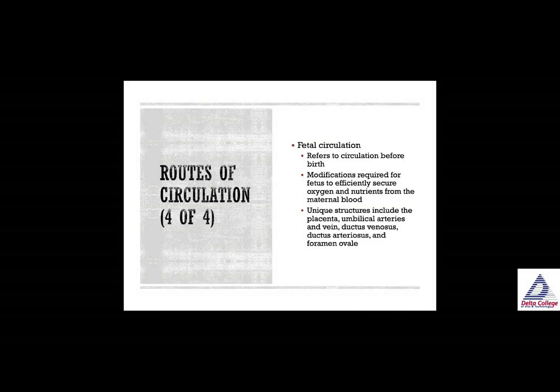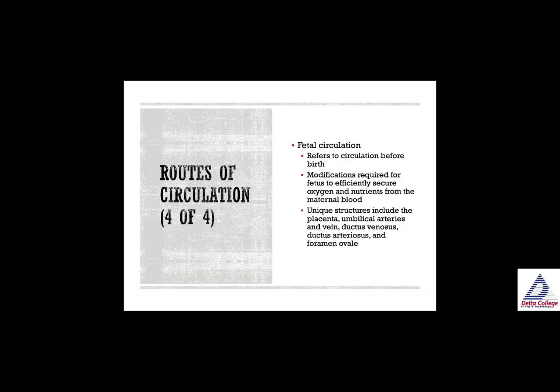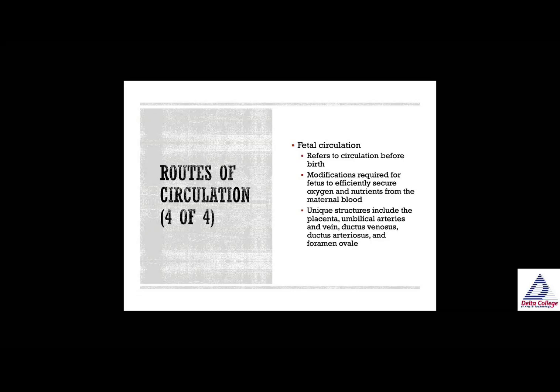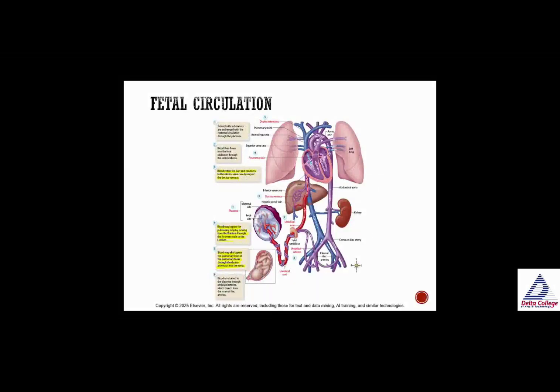Now, when we say fetal circulation, we're talking about circulation that happens to the fetus before birth. Modifications are required for the fetus to efficiently secure oxygen and nutrients from the maternal blood. There are unique structures that include the placenta, umbilical arteries and vein, ductus venosus, ductus arteriosus, and the foramen ovale. I have highlighted some very important things on this image that you must know.